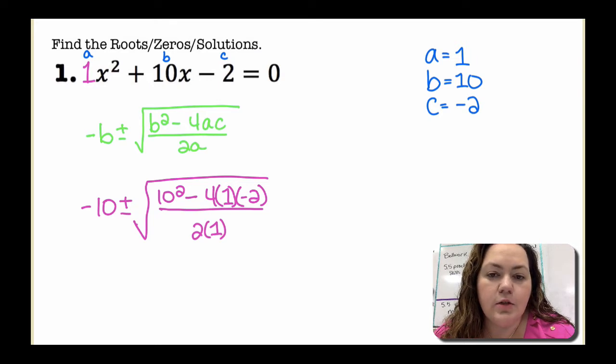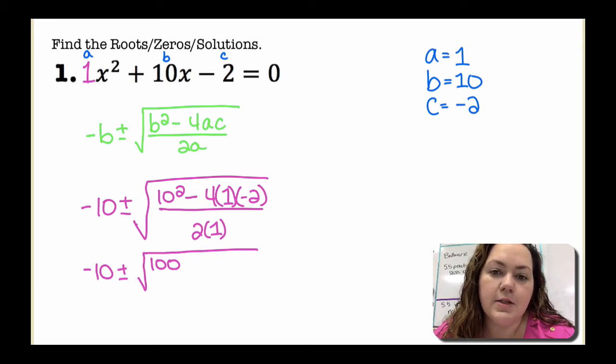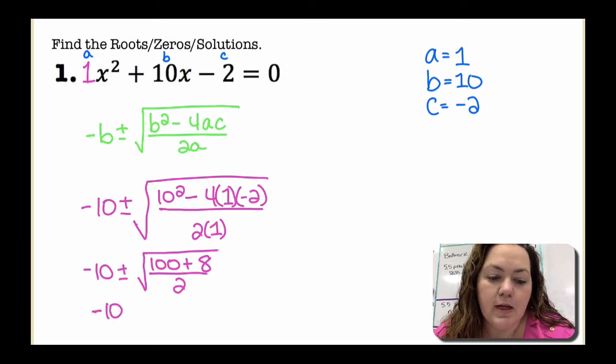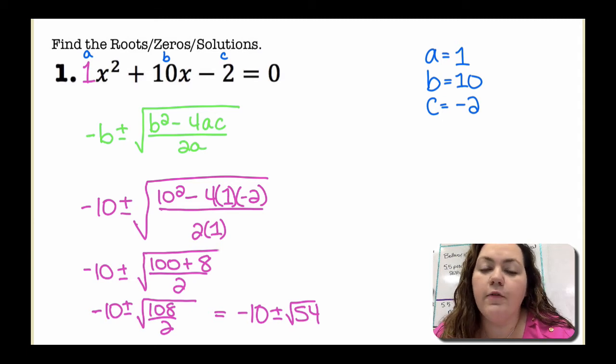Alright, now I'm going to just do order of operations. I'm going to start inside of my square root and do parentheses, exponents, multiplication or division, addition or subtraction. So 10 squared is 100. Then negative 4, because that's a minus 4, times 1 times negative 2 gives me positive 8. And 2 times 1 is 2. I did a few steps at once, and that's okay. Now I can add the numerators. 100 plus 8 gives me 108. 108 divided by 2 gives me 54. So I have negative 10 plus or minus the square root of 54.